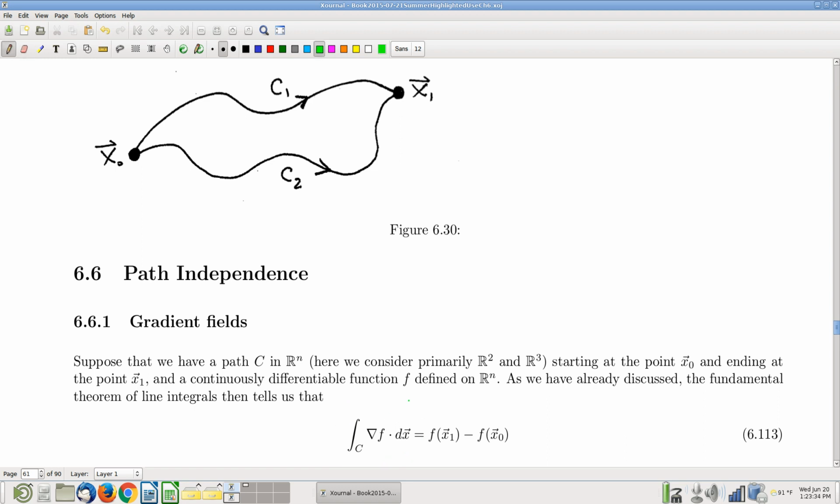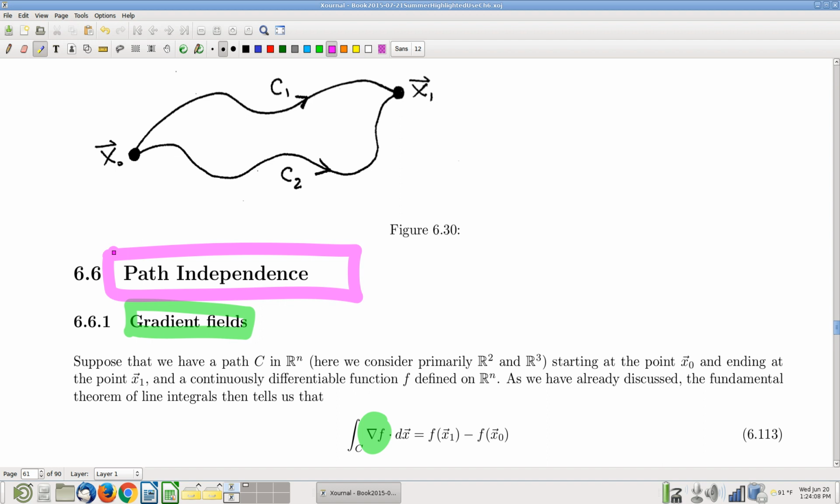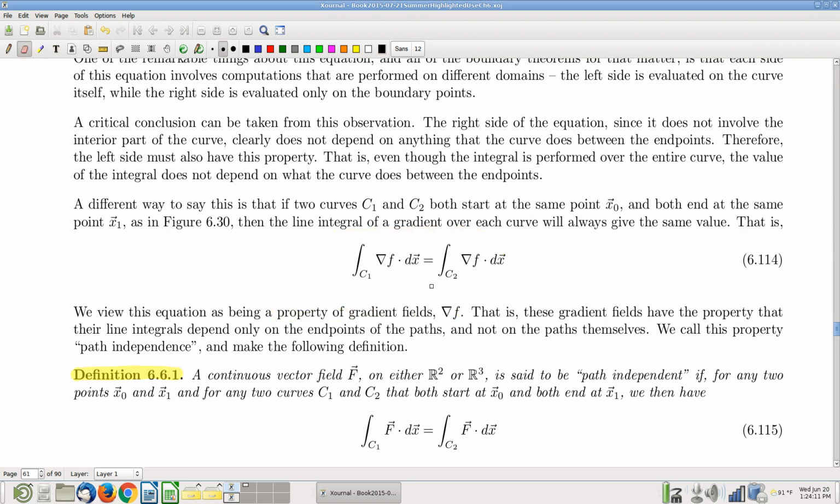So I want to talk about this, though, as being a property. Whether you view it as being extremely relatable or extremely counterintuitive, depending on the perspective you take, what we're talking about is a property of gradient fields. Gradient fields have this feature that it doesn't matter what path you take from your starting point to your ending point. All that matters is your starting point and your ending point. And the name that we give to this remarkable feature that gradient fields have is path independence. And we write it down like this.